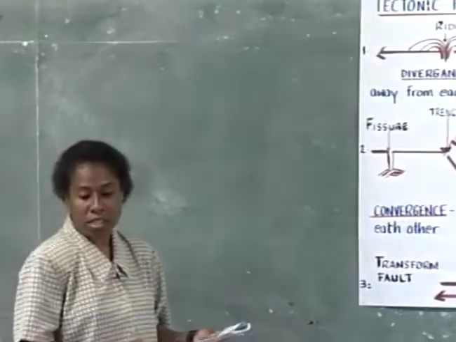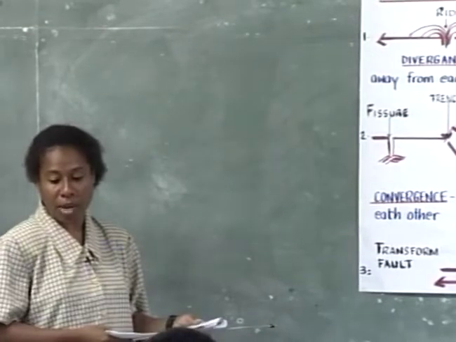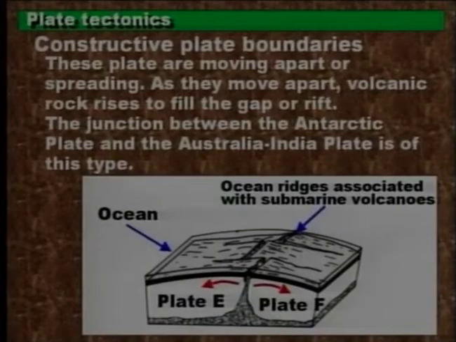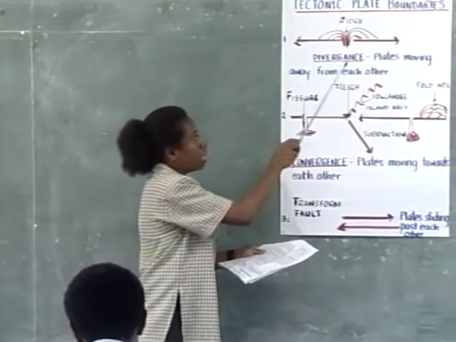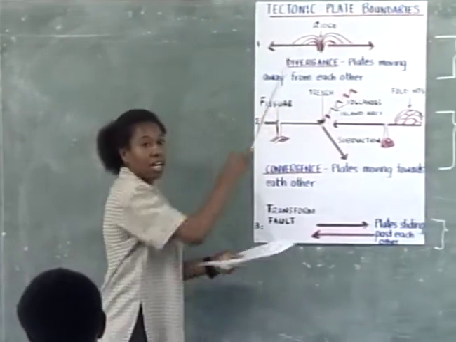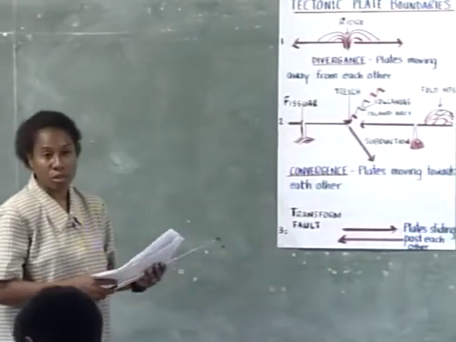Constructive plate boundaries, these are simply when plates are moving apart or away from each other, or spreading. And as they move apart, volcanic rock rises to fill the gap or rift. The junction between the Antarctic plate and the Indo-Australian plate is an example of this type. And again, we've made a list of some examples already. Basically, you look at plates that are diverging to be able to say the boundary is a constructive margin or boundary.